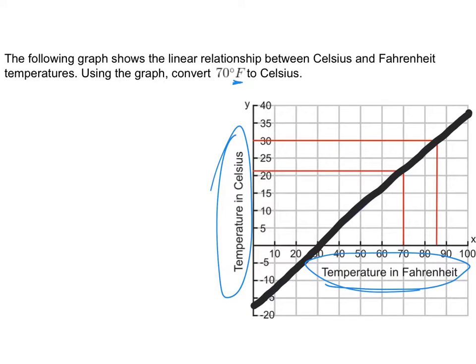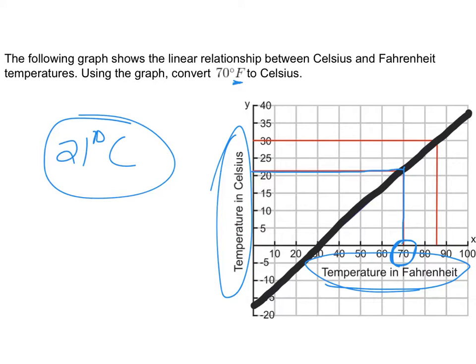So now, since we're given a temperature in Fahrenheit, we start on the bottom. So we find 70 degrees Fahrenheit, which is right here at 70. And we go up to the line here, and then we go horizontal from there. Okay? And it's a little bit above 20, so we're going to say that it is about 21 degrees Celsius. So 21 degrees Celsius is roughly what 70 degrees Fahrenheit would be.